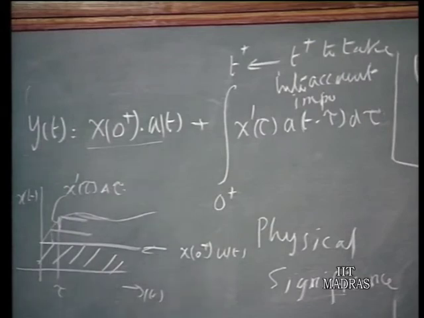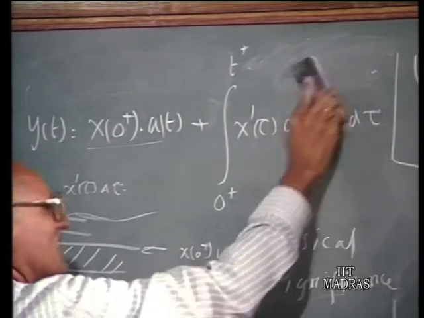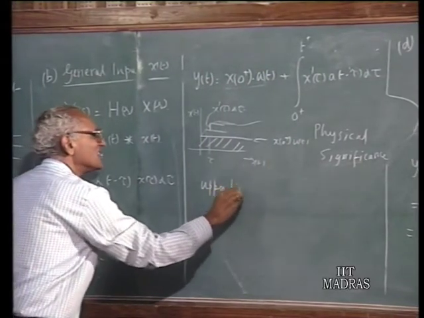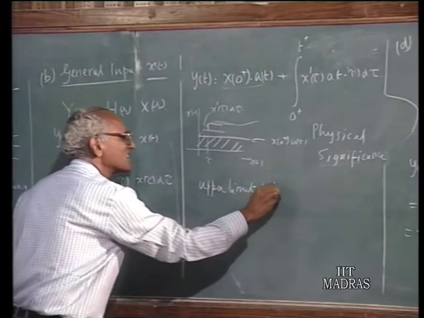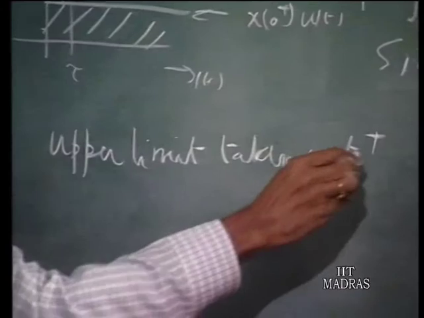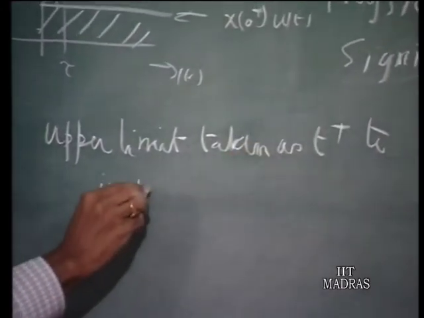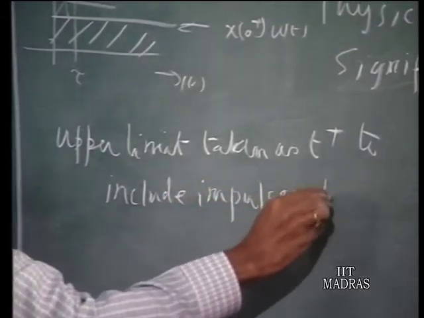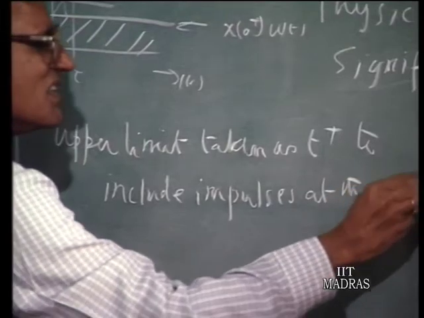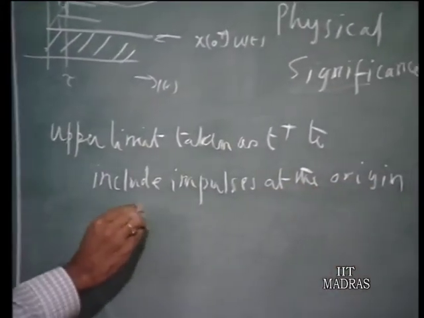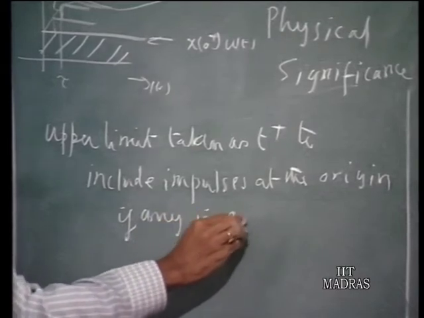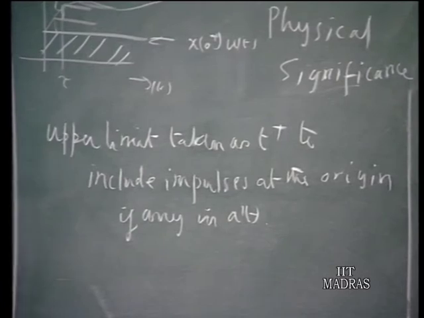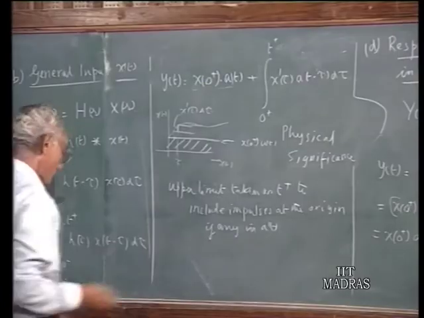Maybe I'll write this separately, because instead of structuring the picture you can say the upper limit is taken as t plus to include impulses at the origin, if any, in A of t. So it is possible that the step response may include an impulse at the origin. To take that complete impulse into account, the upper limit is taken as t plus.